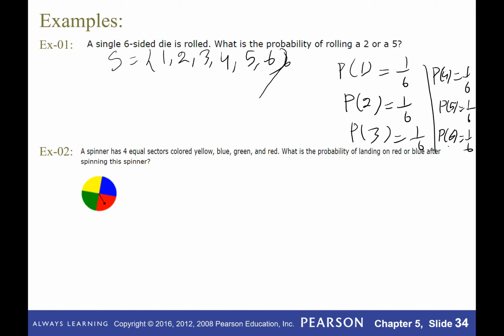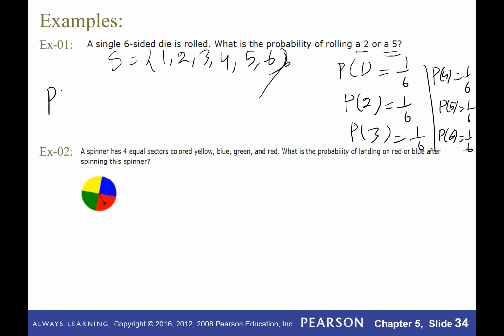So now we have to find the probability of rolling a 2 or 5. Let's consider rolling a 2 as an event and rolling a 5 as another event. If we roll a 2, we cannot roll a 5 simultaneously, right? Because you can roll just one side. So if you get 2, you cannot get 5 together, or if you get 5, you cannot get 2 at the same time. That means they are mutually exclusive events.